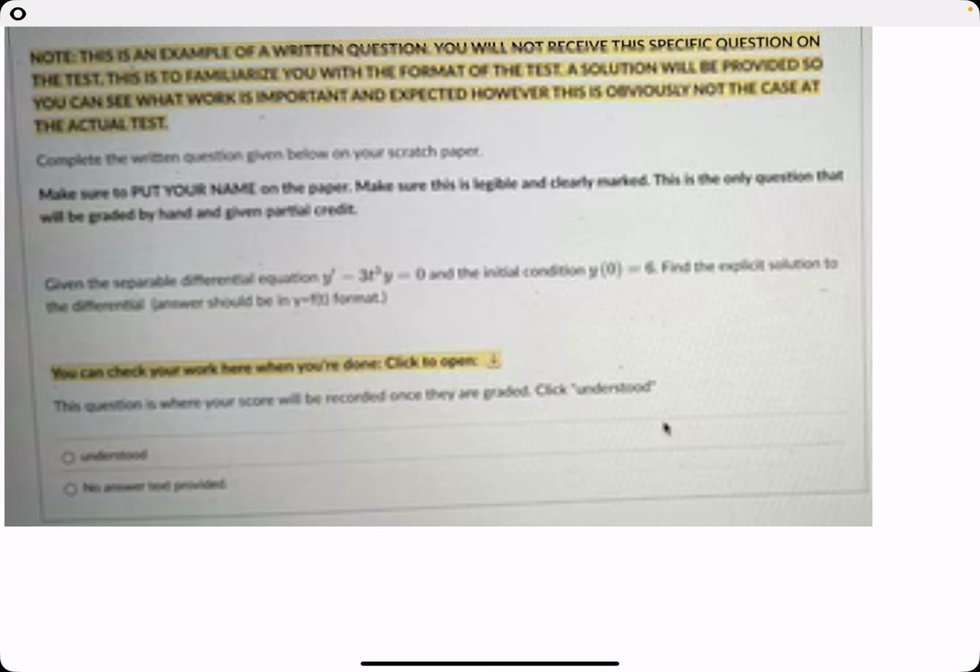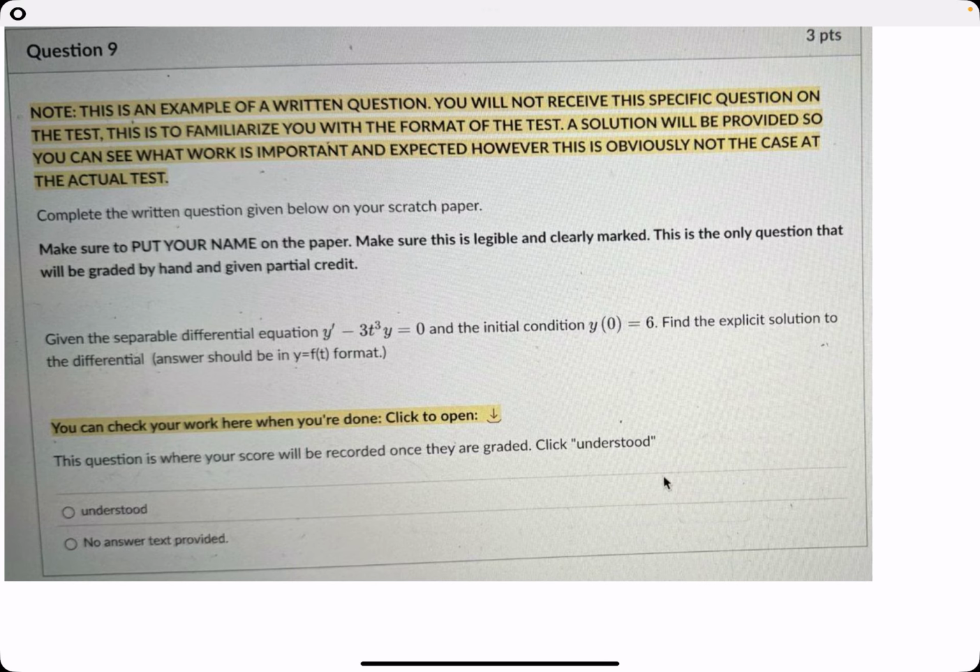Number 9. All right, so they're screaming at you. This is just an example. You should know how to do something like this, etc. Understood. Given the separable equation and initial condition, find the explicit solution.